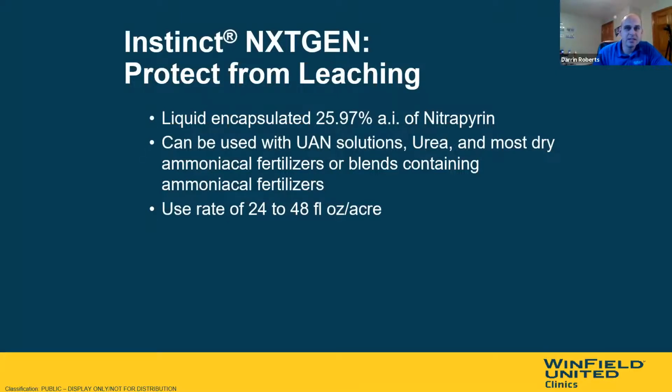Some of these on the market, the new one in the last year or so from Corteva, Instinct NXTGEN. So this is an improved version of Instinct II and Instinct HL, where it has enhanced cold temperature handling, improved compatibility and mixing properties as well. It's got a little bit higher percentage of active ingredient, close to 26%. And so because of that, our application rate is a little bit lower, 24 to 48 fluid ounces compared to the higher application rates with Instinct II.